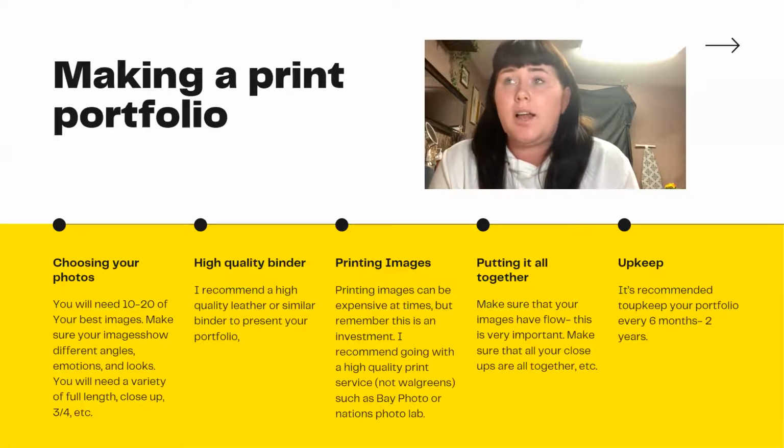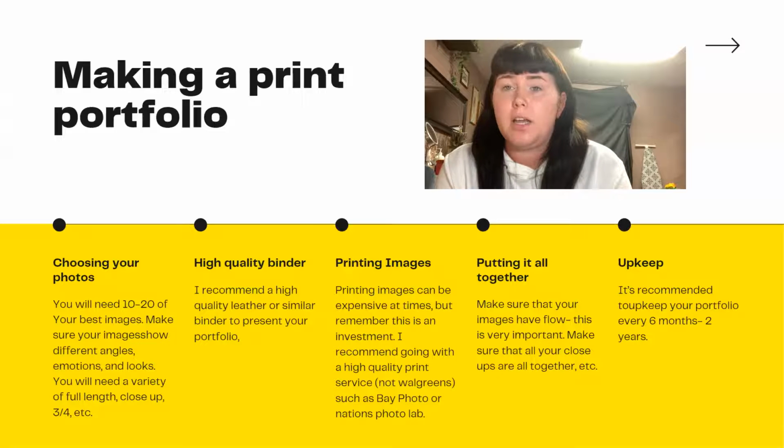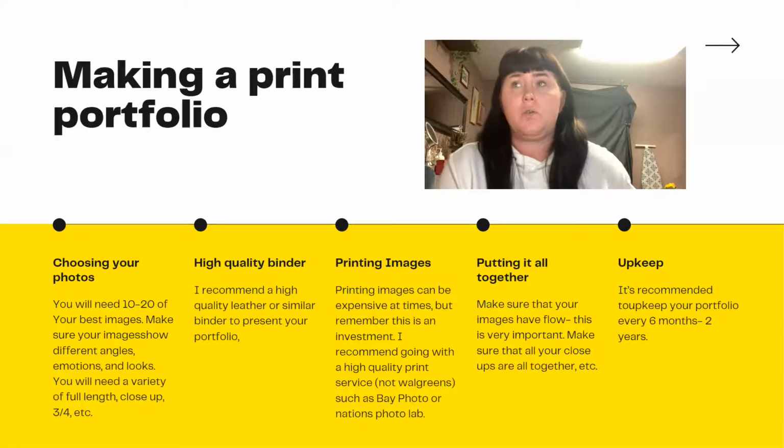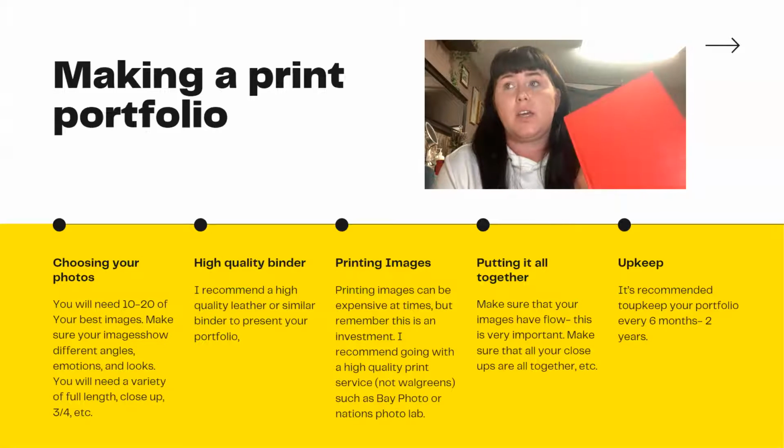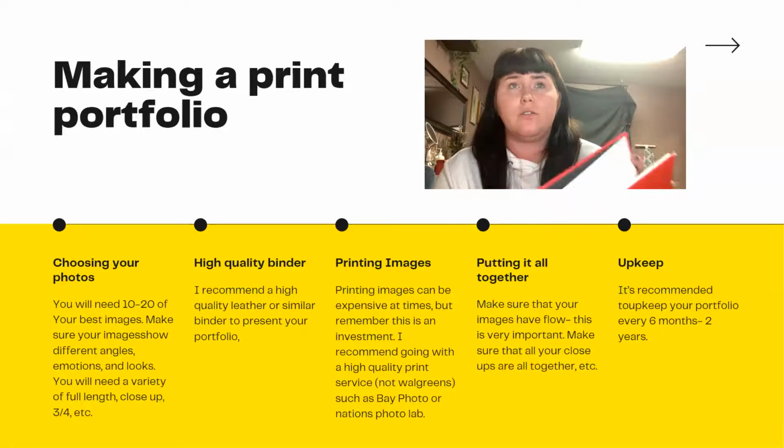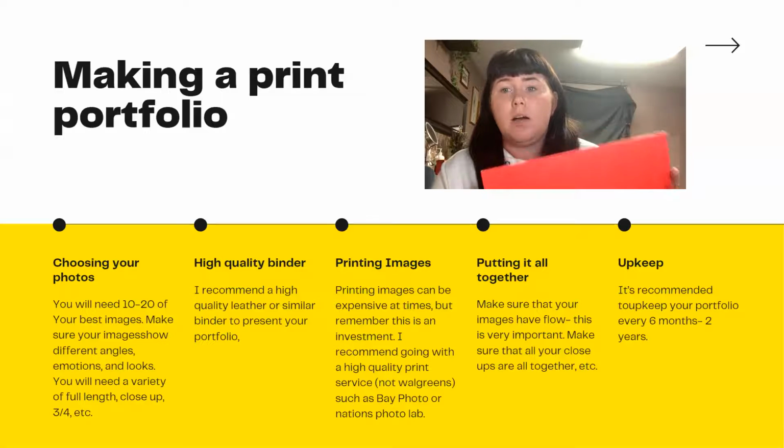Then you want to get a high quality binder. That can be lots of different types. You can find them on Amazon. You can find them on Staples. If you want to do a hardcover flat lay, you can get types like these on photo printing websites.